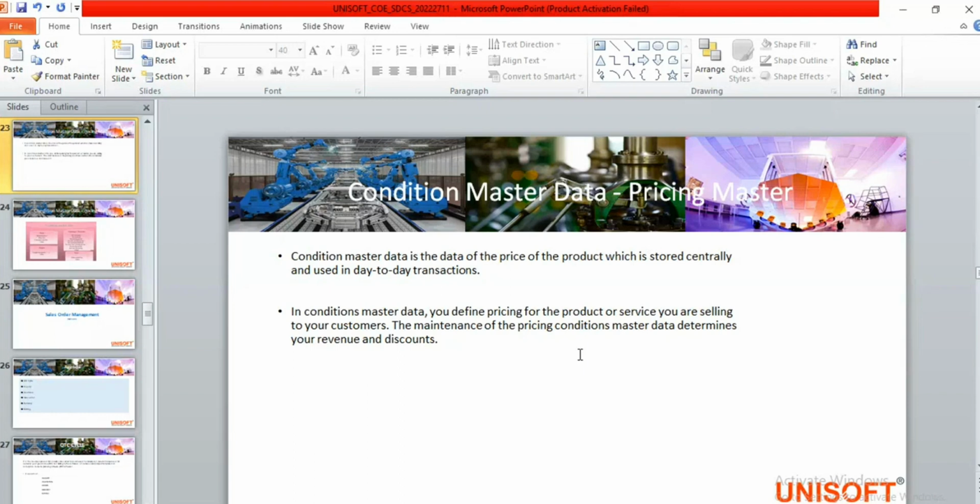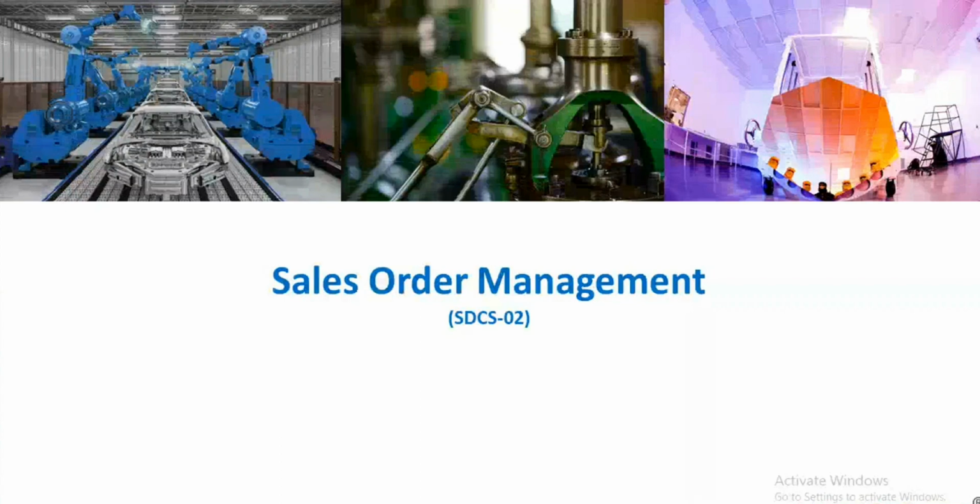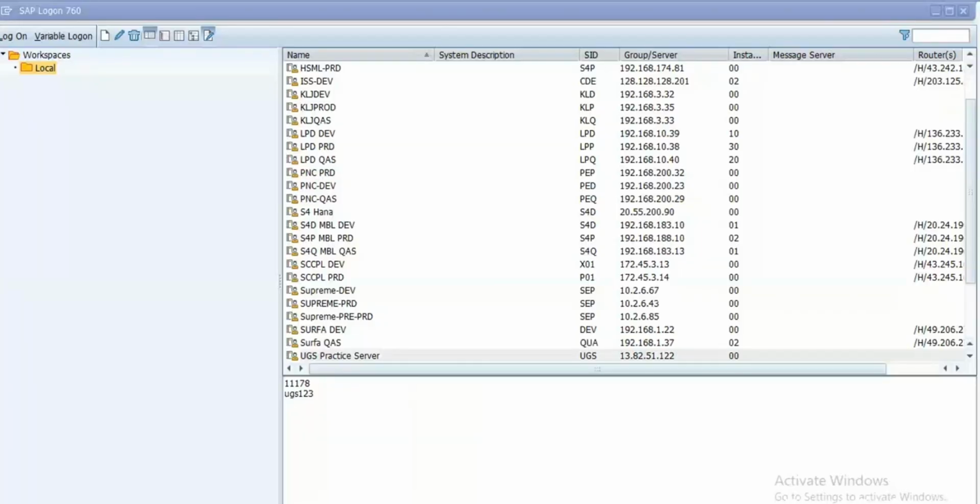Next we will go for the condition master data, that is pricing, that is the prices, surcharges or discounts. By using this condition master data, we can maintain the different conditions. Automatically it will update in the sales document, whether it is taxes, surcharges or freights. Like that we can maintain the condition master data. This is all from master data. Now I will show the master data details at the system level.